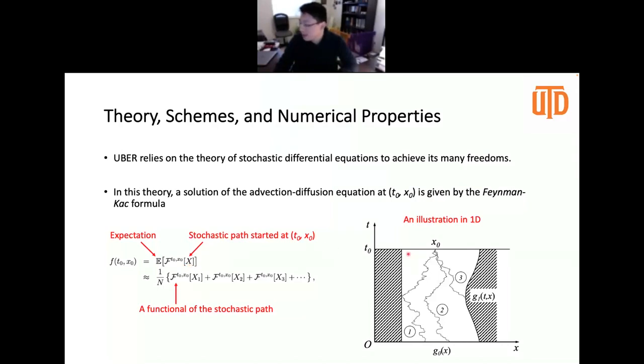Let's look at a 1D illustration here. So if we want a solution at t0 and x0 in the domain, the solution is obtained by launching a huge number of stochastic paths. The stochastic motion is the underlying motion described by the advection-diffusion equation. So this capital X stands for a path.